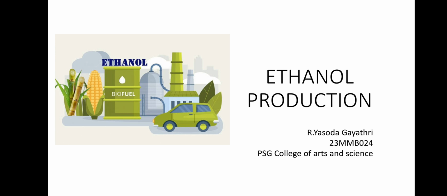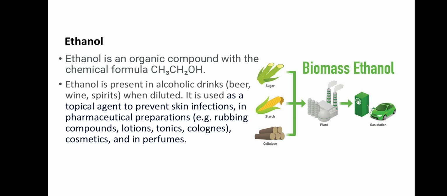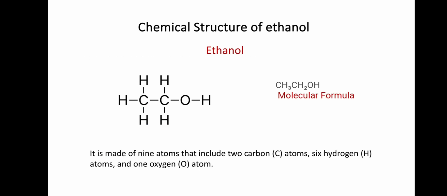Now we're going to see what is ethanol. Ethanol is an organic compound with the chemical formula CH3CH2OH. Ethanol is present in alcoholic drinks like beer, wine, and spirits when diluted. It's used as a topical agent to prevent skin infection in pharmaceutical preparations. The picture shows the chemical structure of ethanol. The molecular formula is CH3CH2OH. It's made up of 9 atoms: 2 carbon atoms, 6 hydrogen atoms, and 1 oxygen atom.